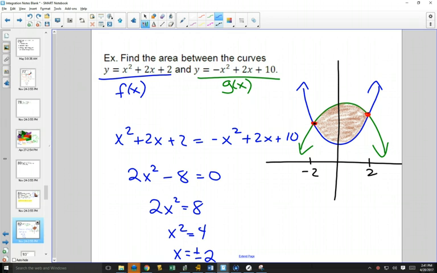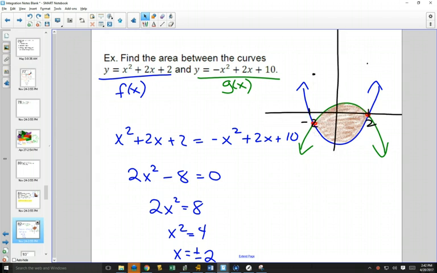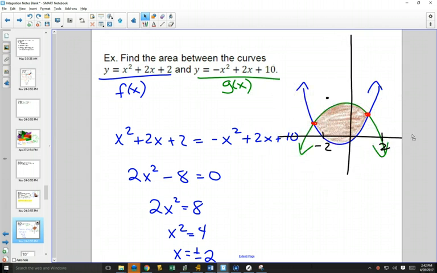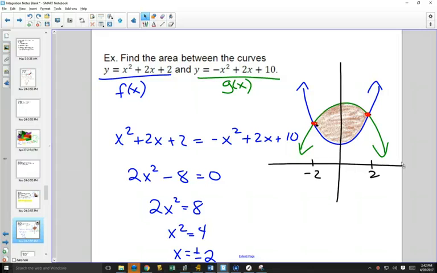But the nice thing about the area between the two curves, unlike when we did the area between a curve and the x-axis, remember we had to find all the x-intercepts and worry about some areas being negative and some areas being positive? And that was a little bit of work, but you got rewarded because you got to color. But this one, it won't matter if this axis is here, here, wherever it is.